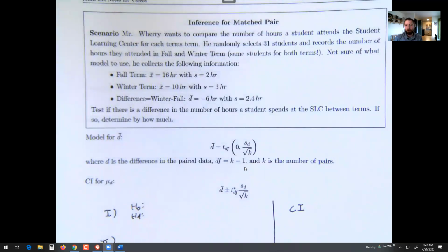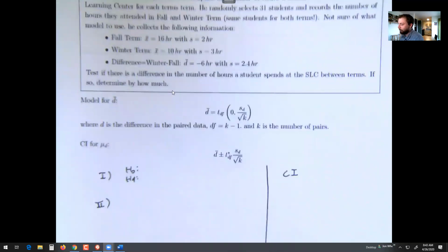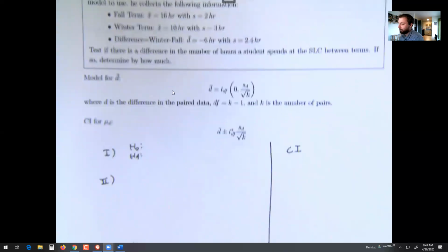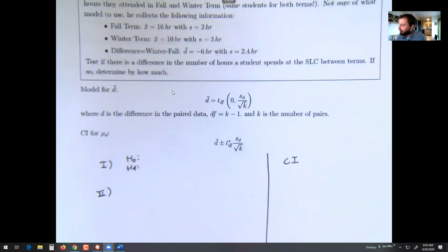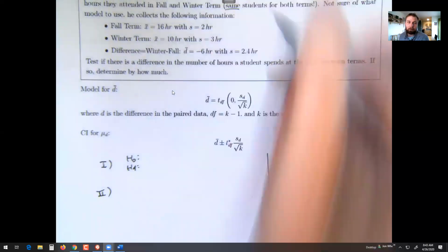So for example, suppose I want to compare the number of hours that a student spends at the Student Learning Center for different terms. So perhaps I'm comparing fall term and winter term here. Samples 31 students, records the number of hours they attend in both fall and winter term, and gets the following data, and it's the same students for both terms.